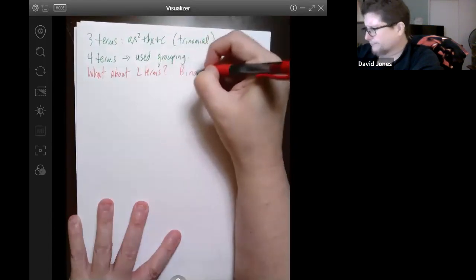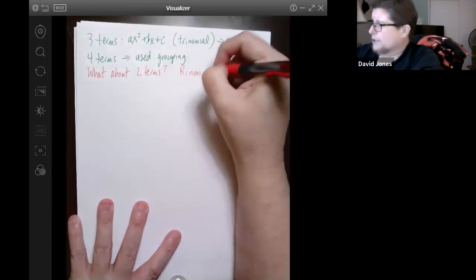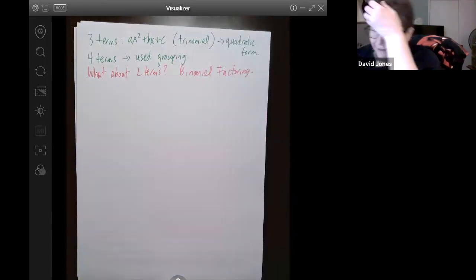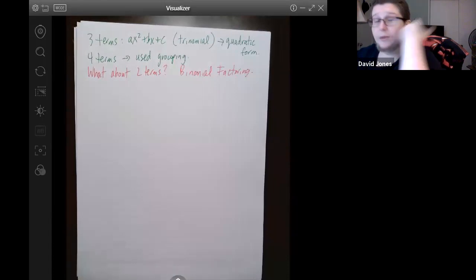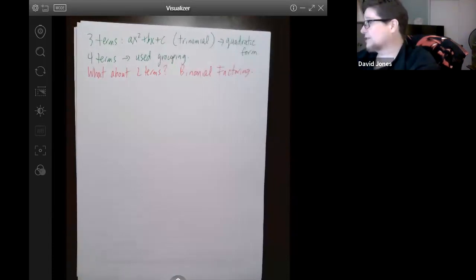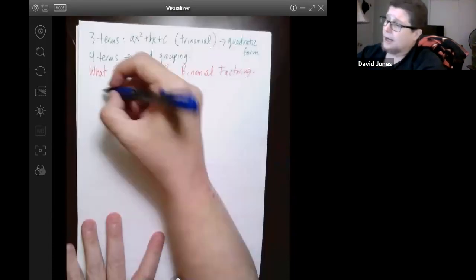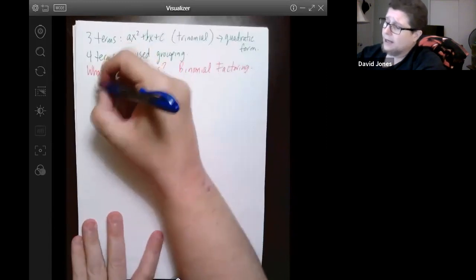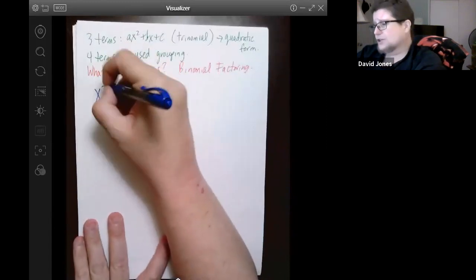Binomials. So binomial factoring. Now, you can only factor something if there's like an x squared in it. So let's look at things that have like an x squared. Let's say we got x squared minus 9.